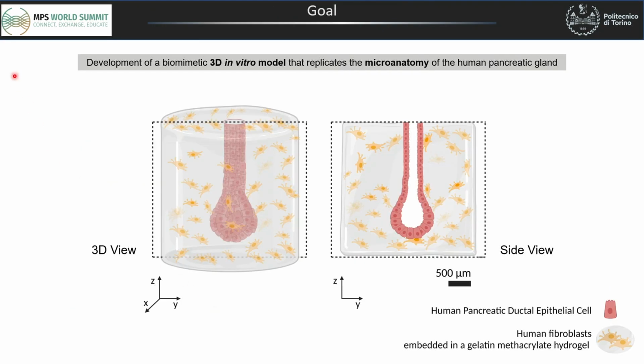So the aim of this work is to reproduce the crosstalk between epithelial cancer cells and stromal cells in a 3D in vitro model that can also mimic the complex microanatomy of the human pancreatic gland. And we use human fibroblasts embedded in a gelatin methacrylate hydrogel to mimic the stromal component, and human pancreatic ductal epithelial cells to resemble the epithelial tissue.